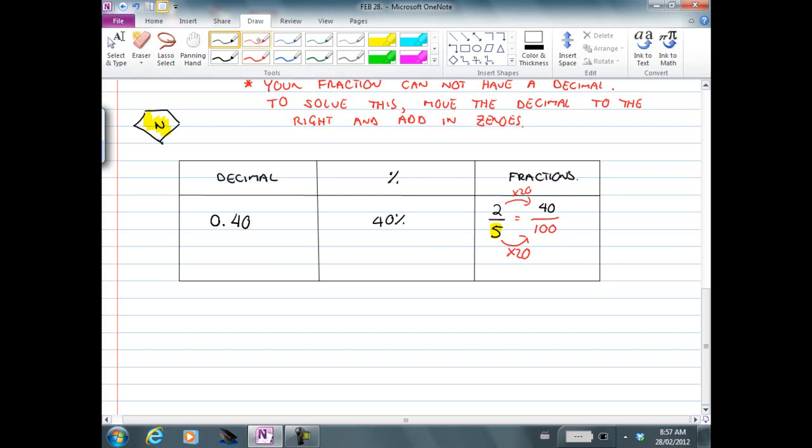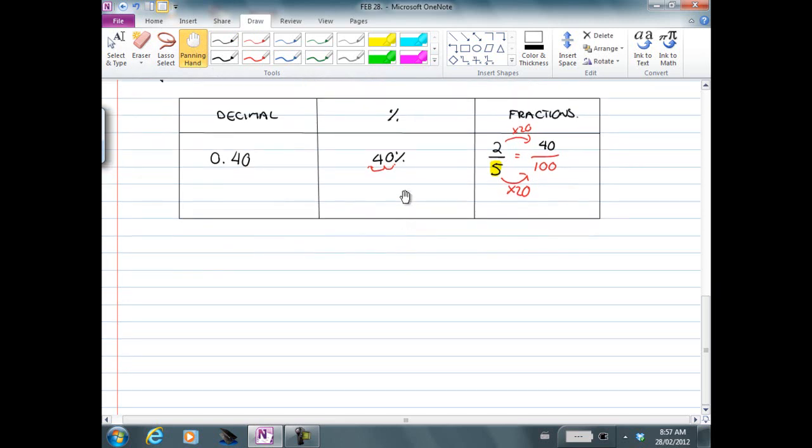Because I'm moving this decimal place to the left. Guys, this is how we work with converting back and forth. Because on your exams, a lot of people like to ask, Mr. No, what if I got this? What percent did I get?